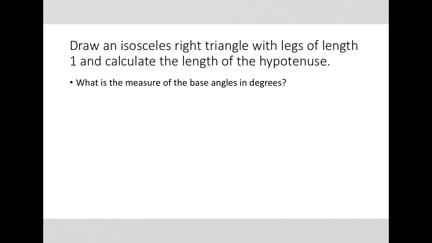Let's draw an isosceles right triangle with legs of length 1, and let's calculate the length of the hypotenuse. So I draw a triangle right there. These legs are congruent. They have a length of 1. Well, I failed to mention this. It's an isosceles right triangle, and I'm going to redraw this because it's totally not to scale.